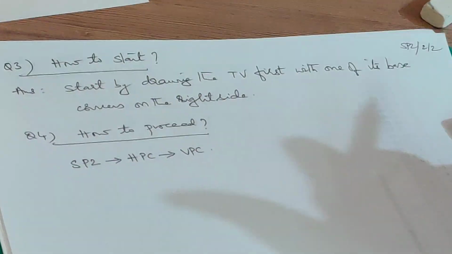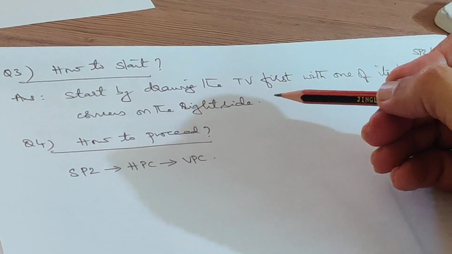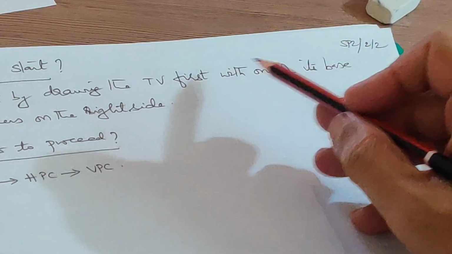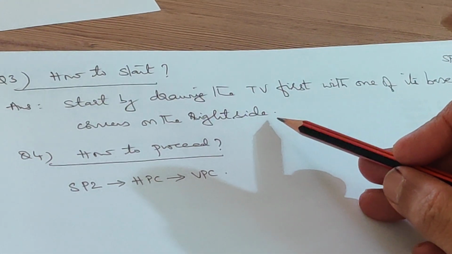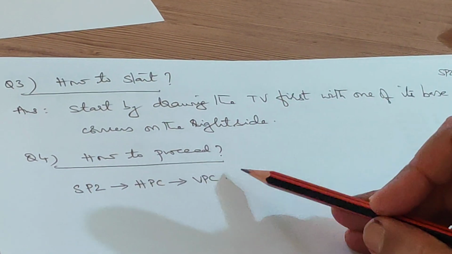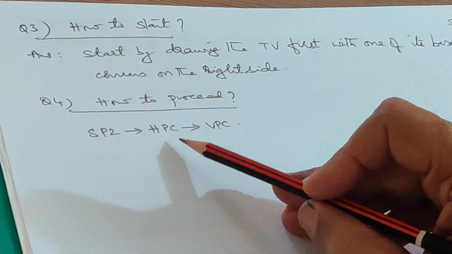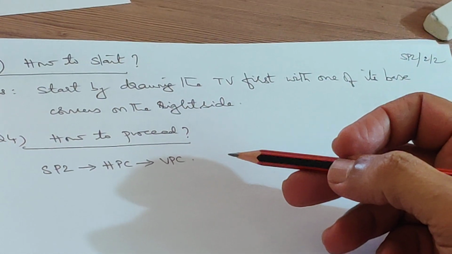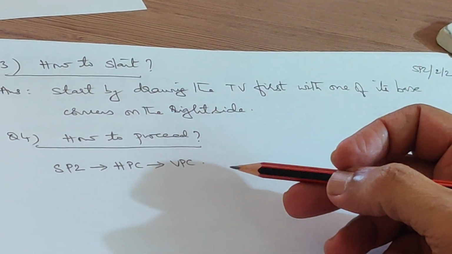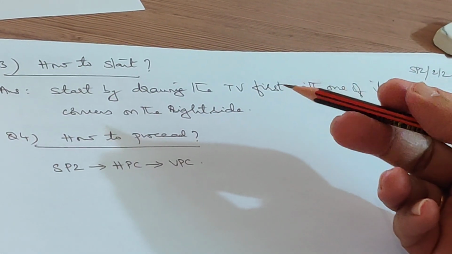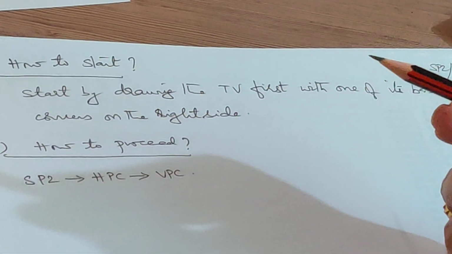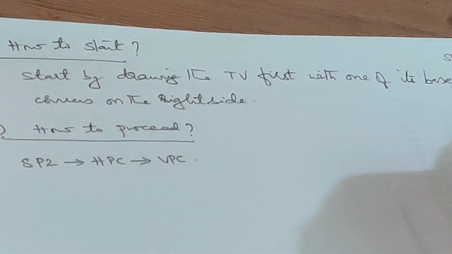Now, how to start in SP2? Here also, just like in projection of planes, we start by drawing the top view first. Of course, we take one of the base corners on the right side instead of an edge. How to proceed? This is a chain: SP2, HPC and VPC. So it is almost similar to what you had in projection of planes. The rules of visibility will be the same. Whatever we have applied in problem number 1 will also be applicable for any problem on projection of prisms.